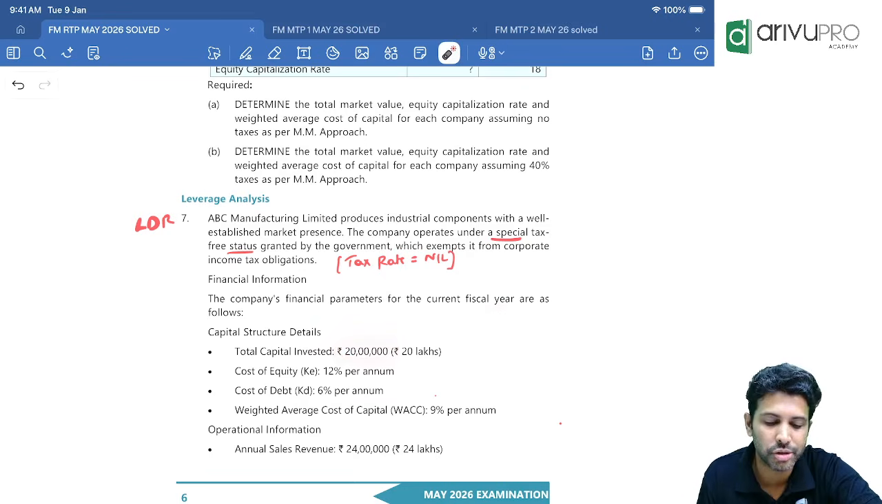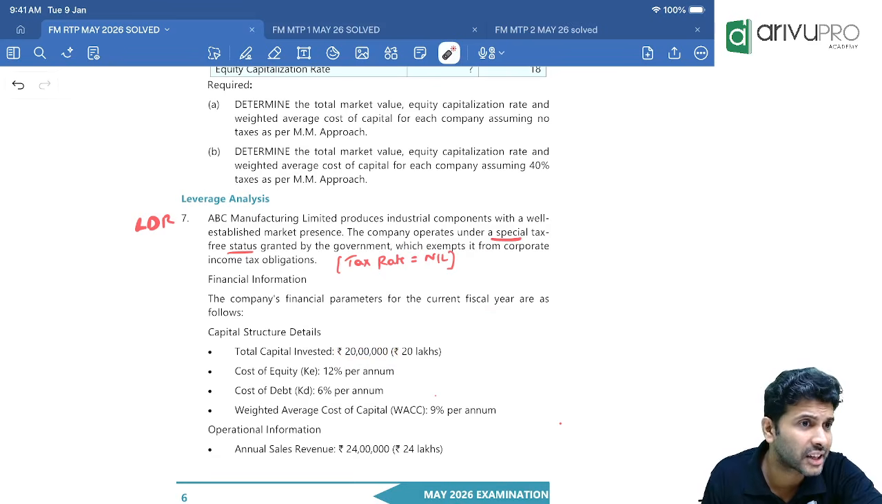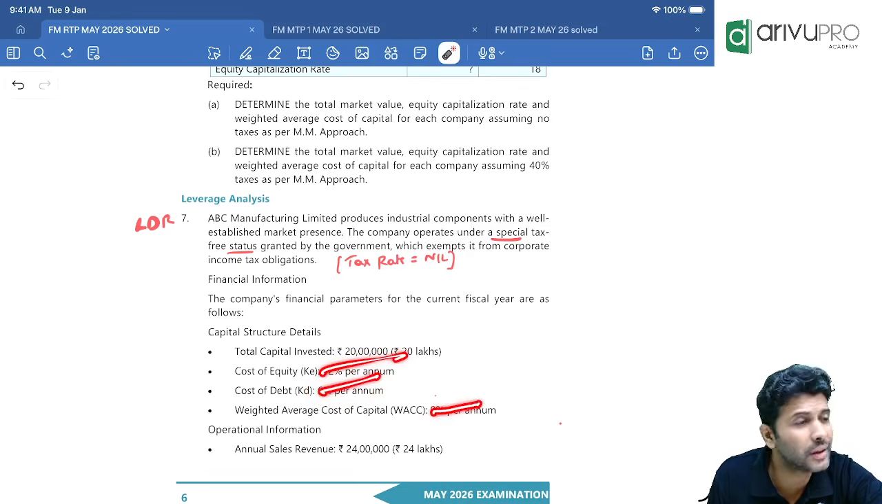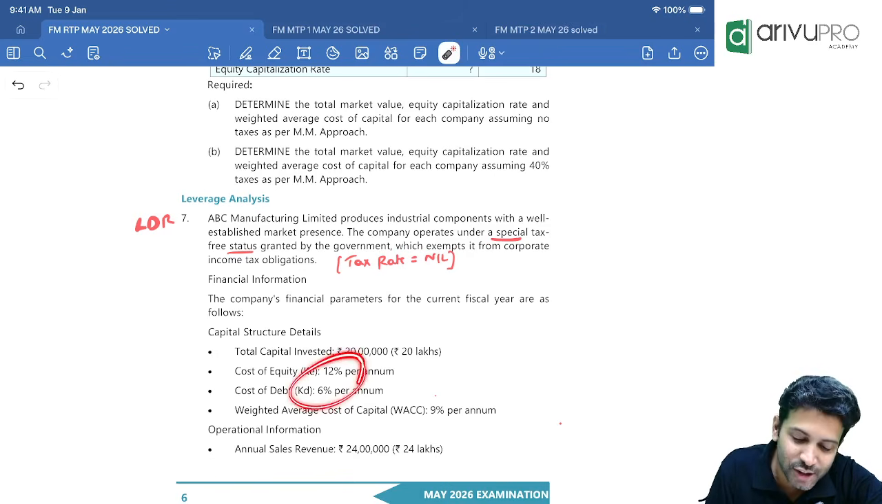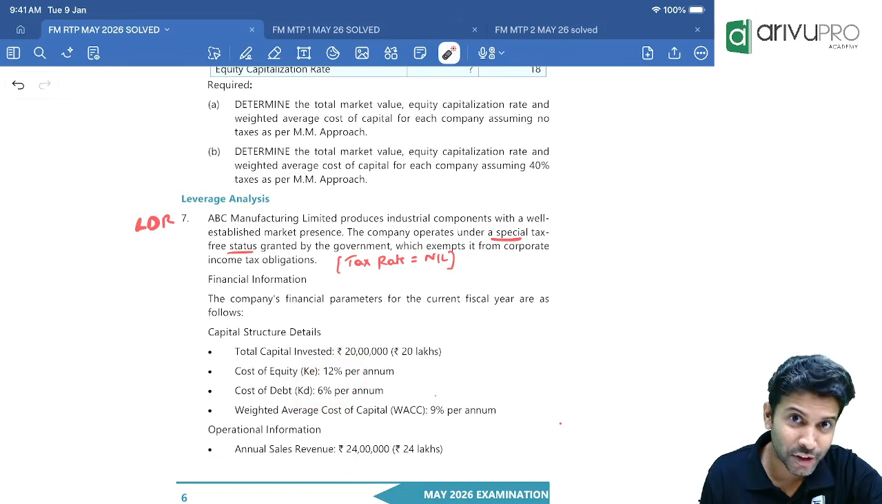They've given some data for the current fiscal year. Capital invested, how much? 20 lakh. Capital does not mean share capital. Capital in FM means long-term sources of finance: equity, debt, preference share capital put together. Cost of equity, 12%. Cost of debt, 6%. And then they give WACC. That means the company has only 2 sources of finance, equity and debt. Cost of equity, cost of debt and WACC are given. So what do you think the drama here is going to be? Weights. Last time they had given weights and asked us to find cost of equity and cost of debt. Here they have given the costs and are asking us to find the weights. Same equation.